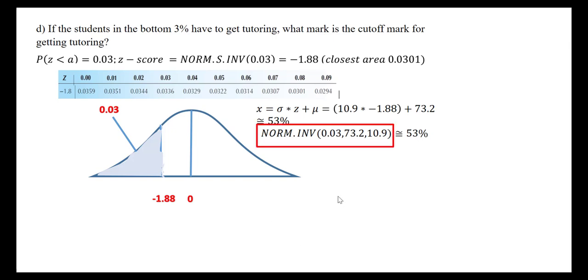Norm.inv. In the first position, I'll put in the area, which is 0.03. In the second position, I will put in the mean, and in the third position, I will put in the standard deviation. So this gives me the result in one step. It will also give me, to the nearest whole number, approximately 53%.